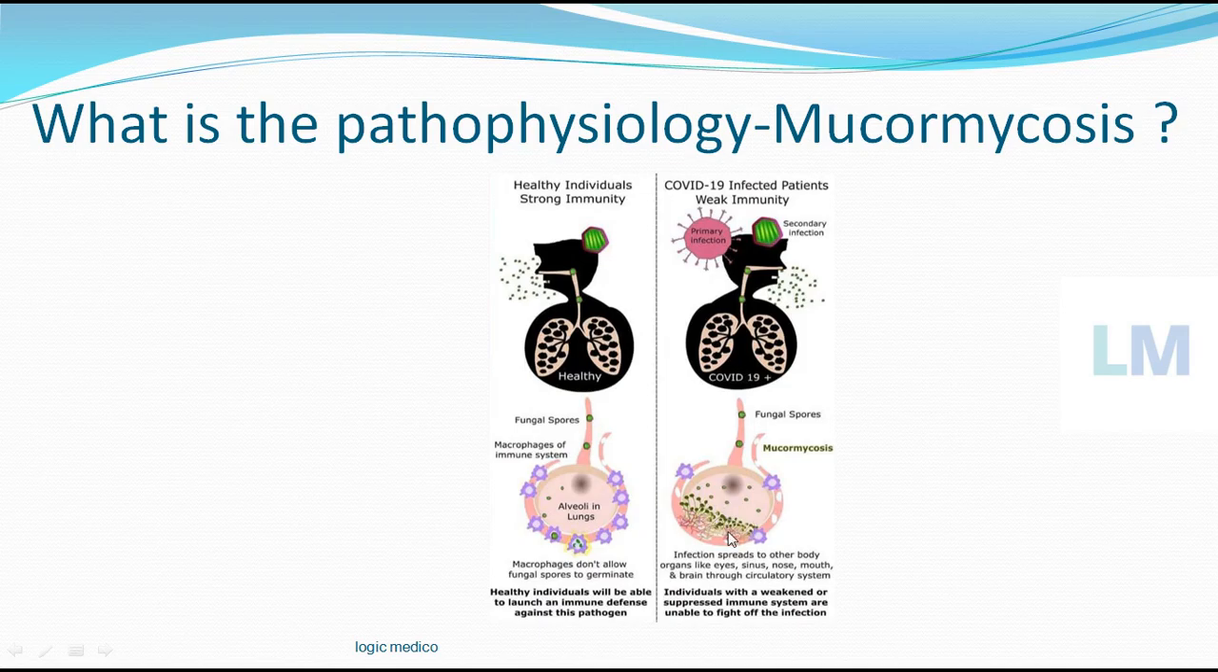A large amount of these sporangia are formed here. They will start spreading through the circulatory system to various areas like the eyes, paranasal sinuses, ear, nose, mouth, palate, all these areas. This is because of the weakened immune system. The macrophages are not that effective in clearing these spores which are being inhaled by the patient. So this is the pathophysiology of mucormycosis.